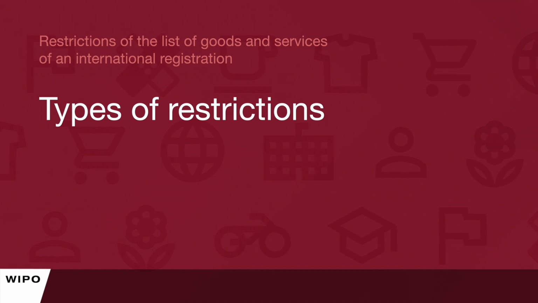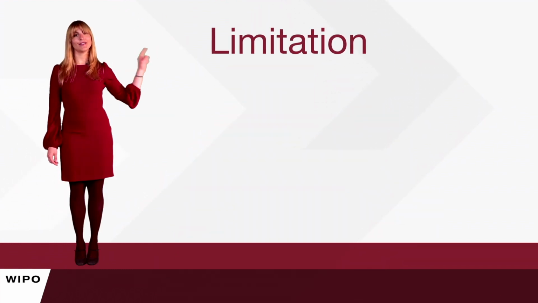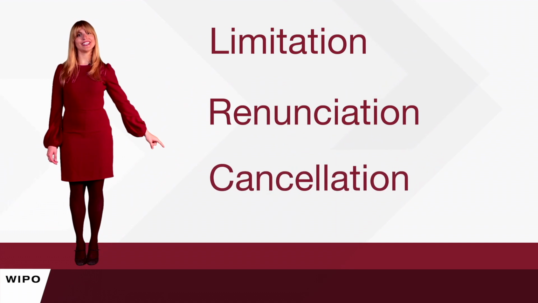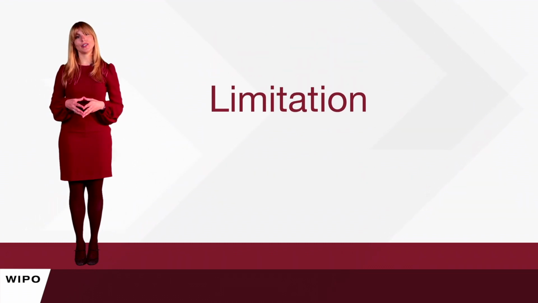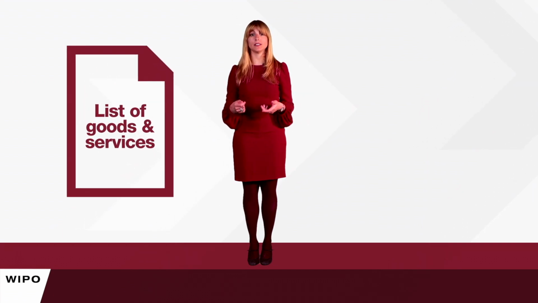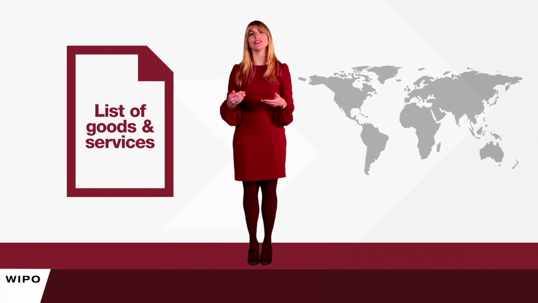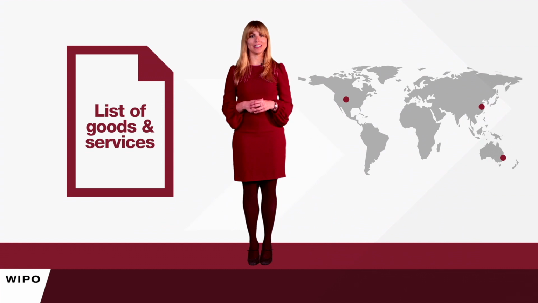Types of restrictions. There are three ways to restrict the list of goods and services of an international registration: limitation, renunciation, and cancellation. Each restriction has different effects. First, let's look at the limitation. The limitation does not remove the goods and services concerned from the international registration as recorded in the international register. It just limits their effects in the designated contracting parties.